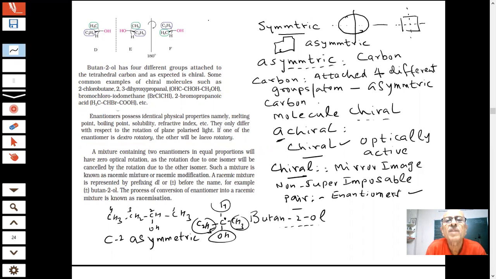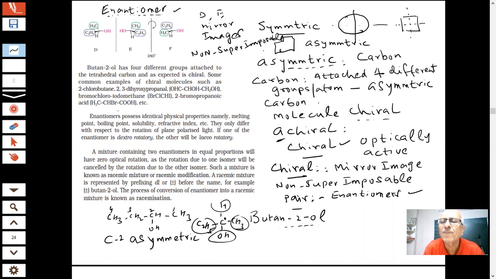D and E are mirror images of each other. But they are non-superimposable. Non-superimposable, students. They are called enantiomers. What do we call them? Enantiomers. They are stereoisomers, which are mirror images of each other and non-superimposable.